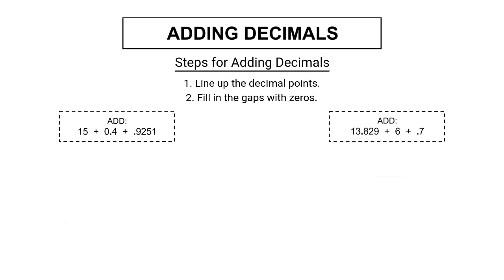Let's get into adding decimals. So when you add decimals, all you do is line up the decimal points, fill in the gaps with zeros, and add. Let's look at the first example.